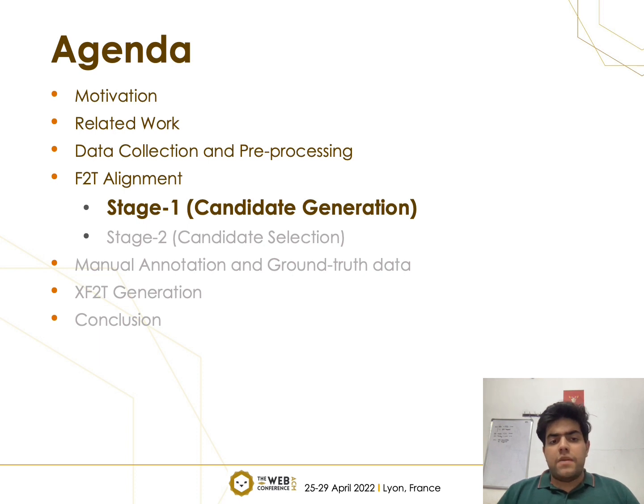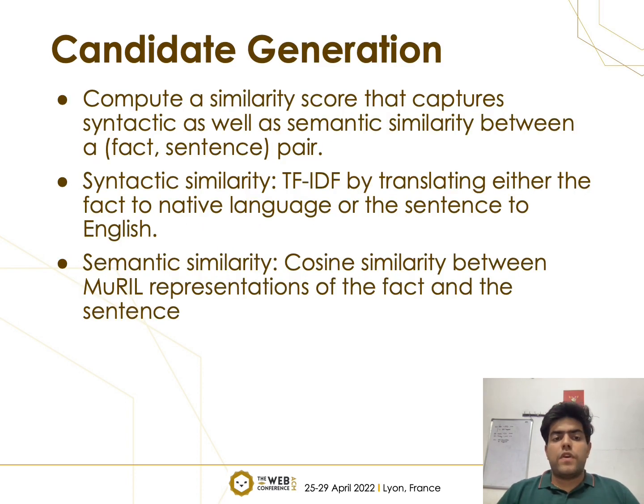Now we'll talk in detail about stage 1 of our alignment system, which is the candidate generation part. For candidate generation, we compute a similarity score that captures syntactic as well as semantic similarity between a fact and a sentence. So for every fact-sentence pair, we assign a similarity score. The syntactic similarity is calculated by using features such as TF-IDF, by translating either the fact, which is originally in English, to the native language, or the sentence to English.